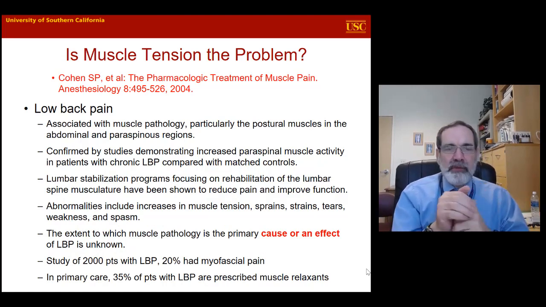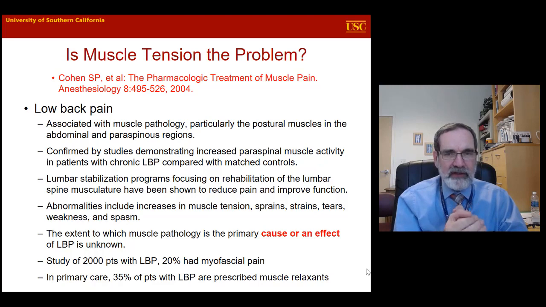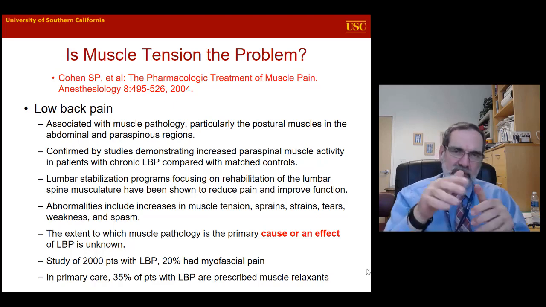How about for low back pain? Again, this is an area where lots of patients get treated with muscle relaxants. Look at my last line there. In primary care, 35% of patients with low back pain are prescribed muscle relaxants. Okay, let's go back at the top.